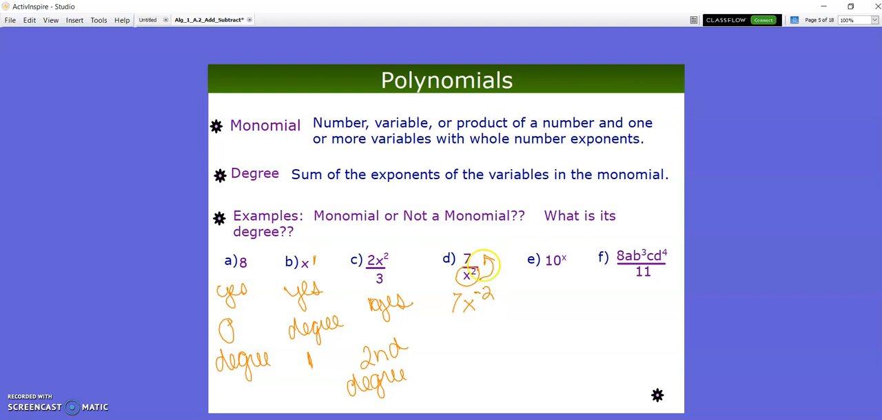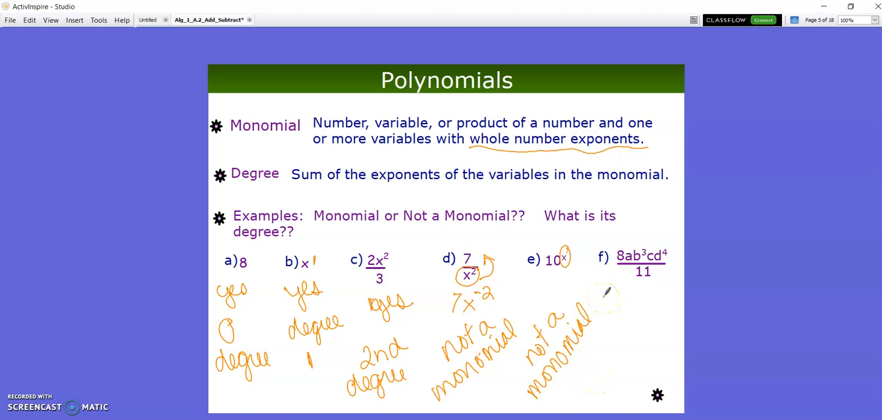When I look at my definition, remember it says a number, variable, or product of a number and one or more variables with whole number exponents. Is negative 2 a whole number? No. So this is not a monomial. And if it's not a monomial, I don't have a degree. Taking a look at letter E, this one is also not a monomial. I know I have a variable there, but it is an exponent. So I don't know if my exponent is a whole number, if it's negative, or what have you. So this one's not a monomial.